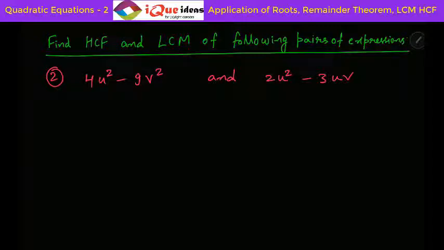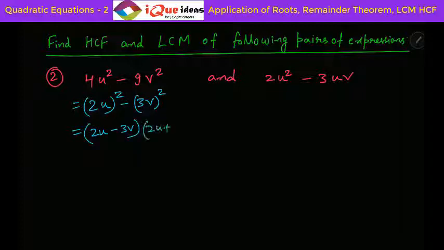First, let's factorize. Now this is slightly different. It is 4u square minus 9v square. This can be taken as (2u) whole square minus (3v) whole square. And then we know x square minus y square is (x minus y)(x plus y). So (2u minus 3v) into (2u plus 3v). Right? And the second one here, it will be 2u square minus 3uv. So take u common. So it will be u into (2u minus 3v). That's it. I think you cannot go further.